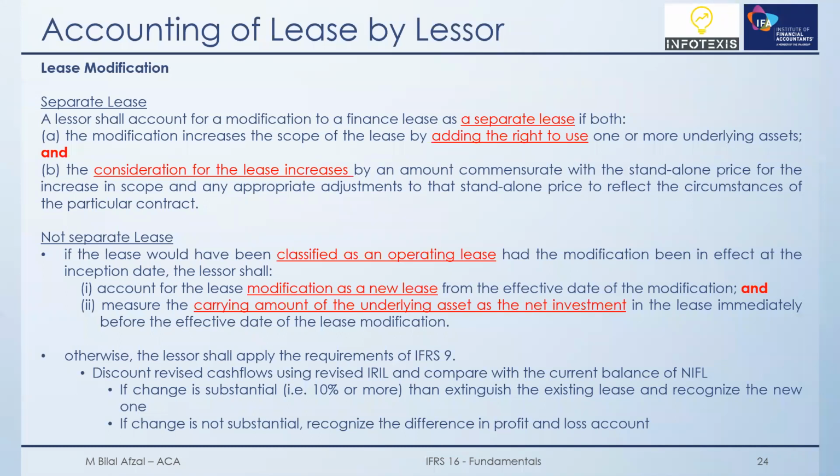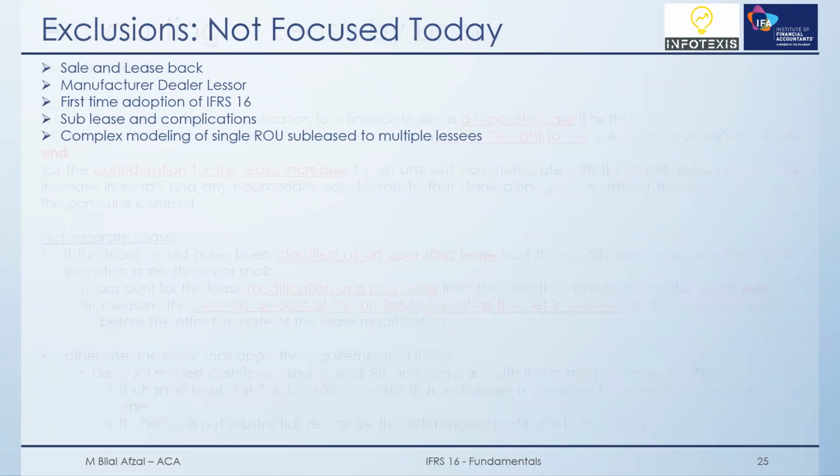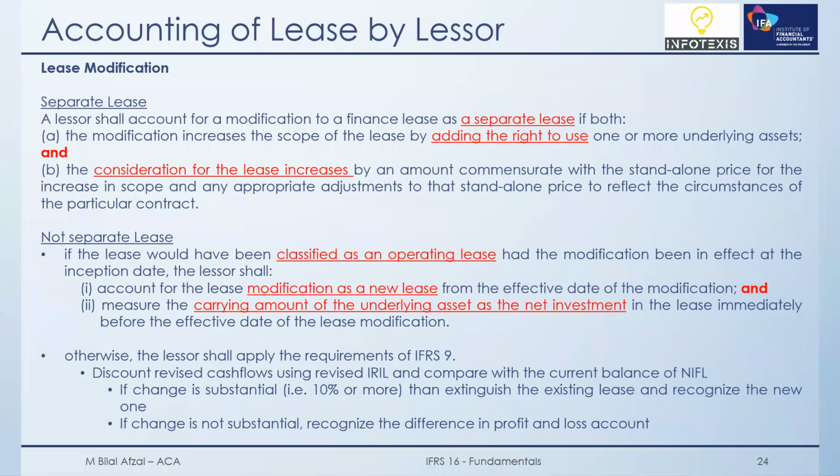And if the lessor assessed that, had the modification been known at inception, the classification of the lease would not change, then the standard says that this modification would be dealt with under IFRS 9. Now, IFRS 9 is the standard for financial instruments, right? For the remeasurement of this kind of modification, the standard has a 10% rule. What you should do is discount the revised cash flow using the revised implicit rate of interest and see if the change is substantial or not.